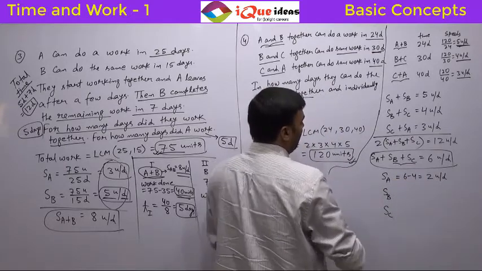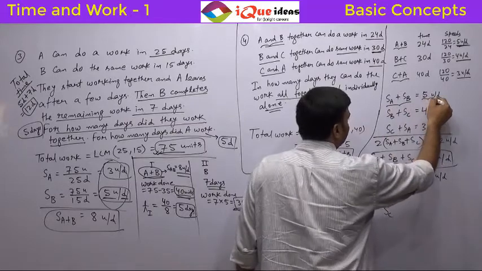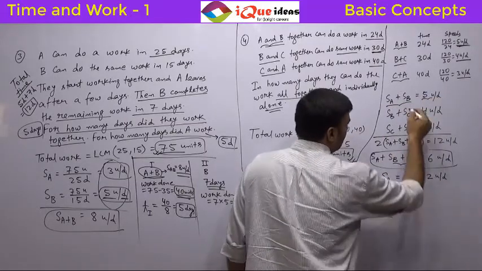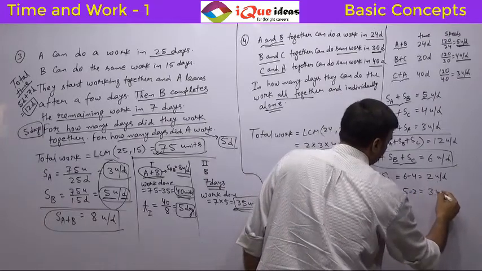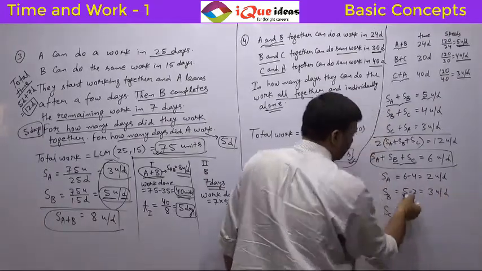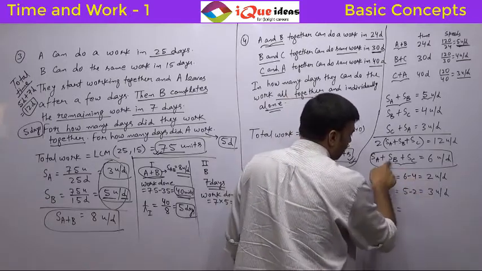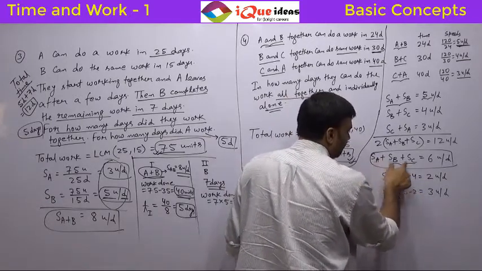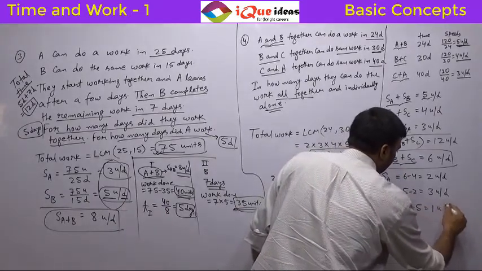Now speed of B. How will you calculate speed of B? Look at this. Here speed of A and B together is 5. Speed of A is 2. So if you put 2 here, you will get speed of B as 5 minus 2, that is 3 units per day. And now very easily you can find the speed of C. Add A and B speed, that is 2 plus 3, 5. Put it here in place of A and B together, 5. You will get speed of C as 6 minus 5, that is 1 unit per day.